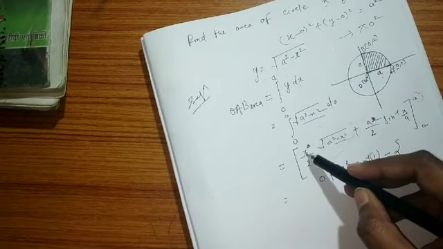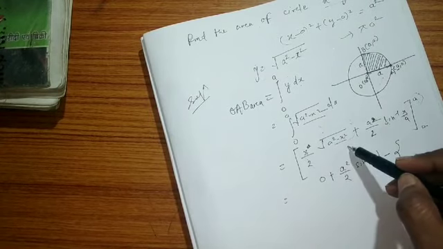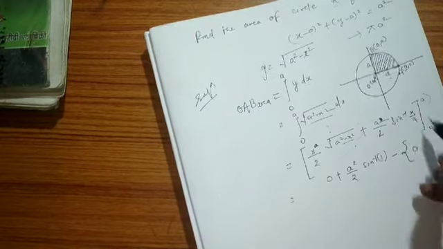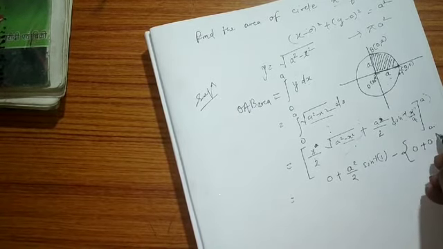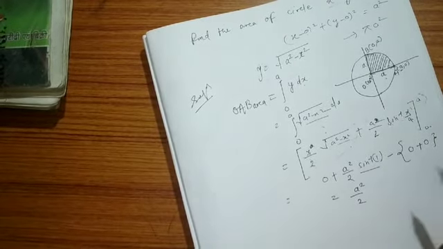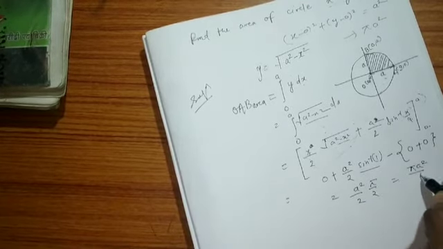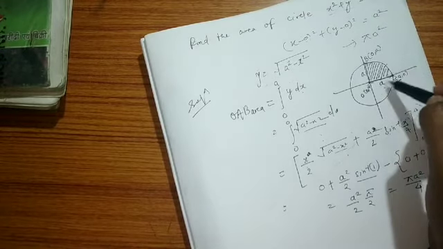So we'll put 0 here. This whole quantity will become 0. Here it is also 0, and sin⁻¹(0) means 0. So this will also be 0. Then a²/2, and sin⁻¹(1) means π/2, so we get πa²/4. This is the area of this particular region, only this region.